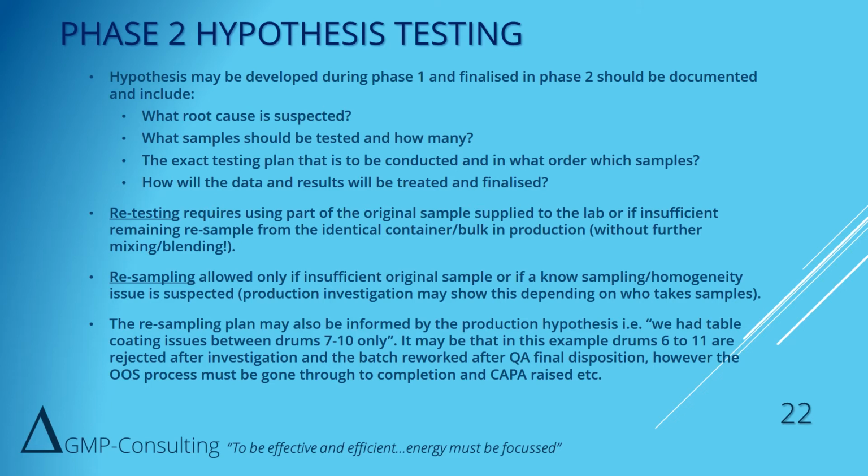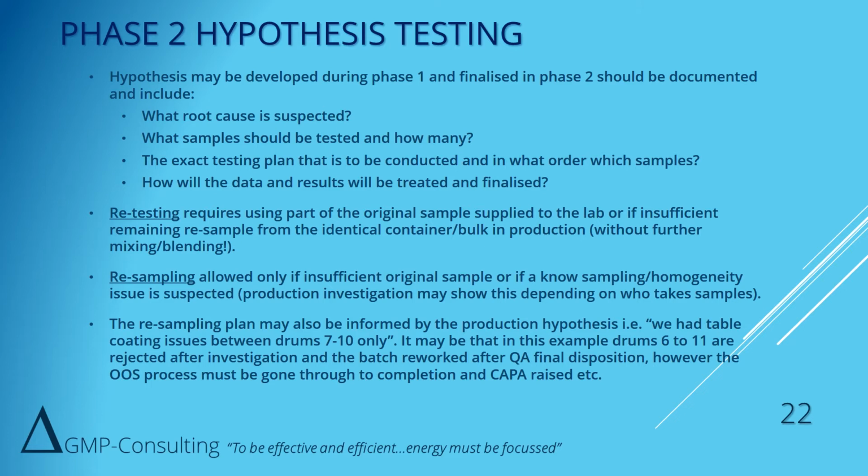If you get to phase 2 and you think there's still sampling issues, you still should only be going to sample from the original part of the batch. Production may come up with some other ideas or investigation issues. There may have been a mistake in that case as well.